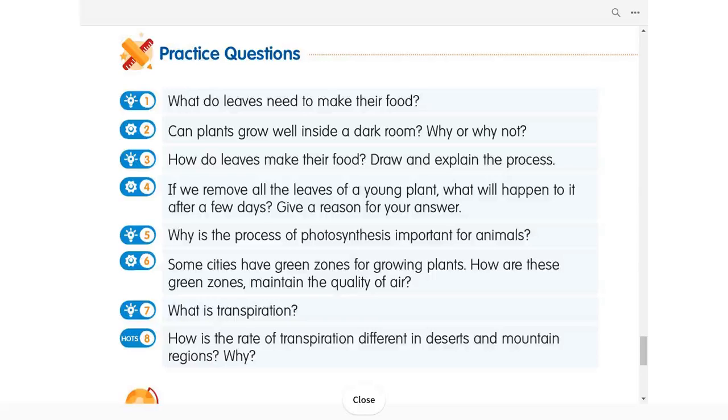Okay. Next question. Some cities have green zones for growing plants. How do these green zones maintain the quality of air? The answer is, green zones help to make the air of the area fresh by supplying more oxygen in the air. During photosynthesis, plants absorb carbon dioxide and give out oxygen. It helps to make the air of the area fresh by supplying more oxygen in the air.